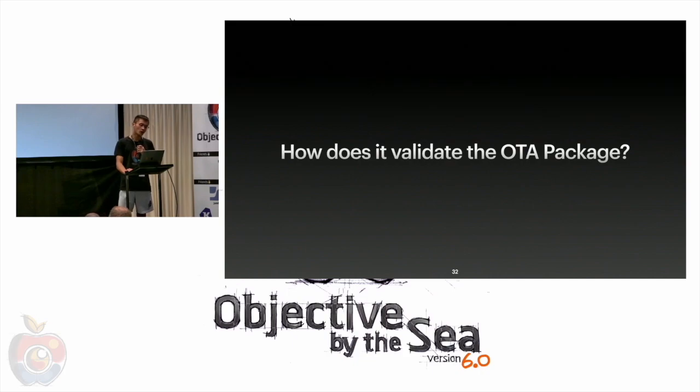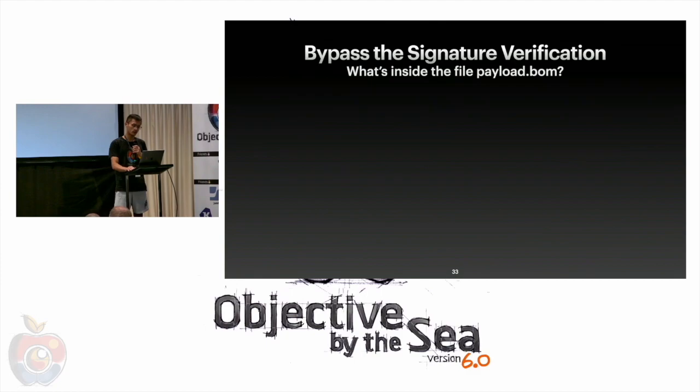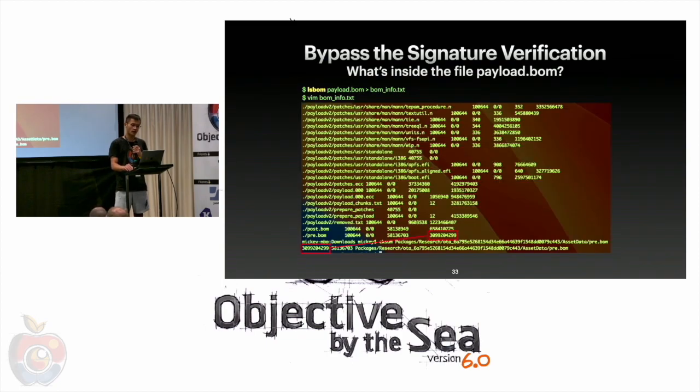So, how does it validate the OTA package? As mentioned earlier, the payload.bom file lists all the items and their checksum values in the OTA package. First, we can dump the contents of the bom file by using the system command lsbom. Then, we can recalculate the new checksum value for the target file. Finally, we can use the mkbom command to generate a new bom file based on the modified dump.